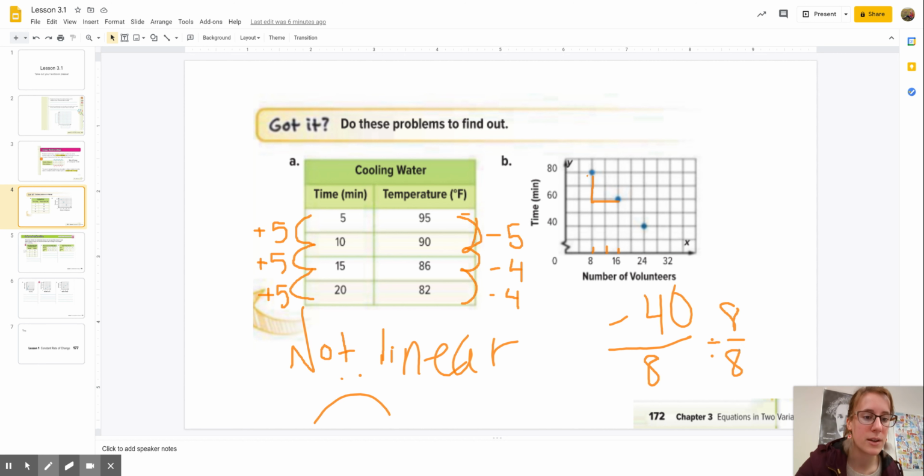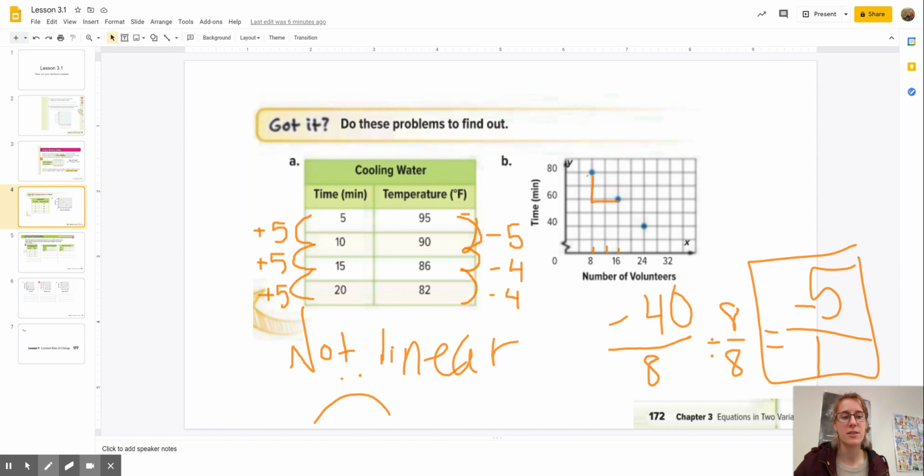Negative 40 divided by 8. I can try to not write on my computer. It's negative 5. And 8 divided by 8 is 1. So our constant rate of change here is negative 5 over 1.